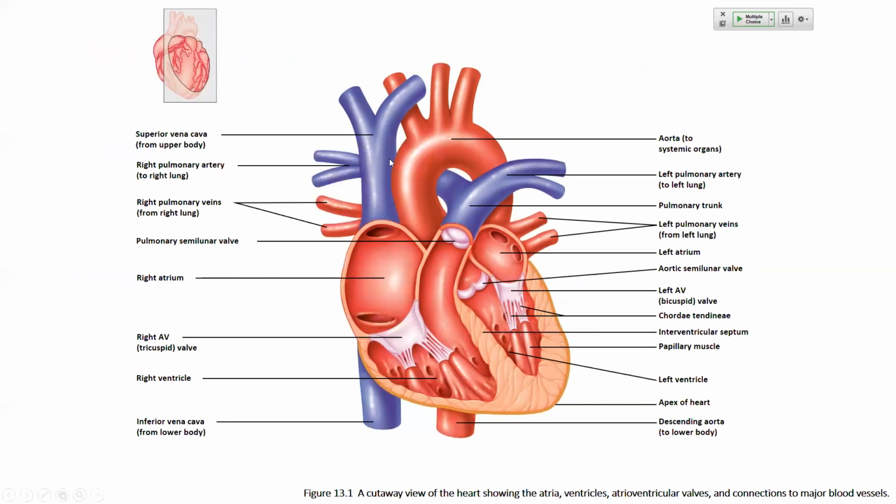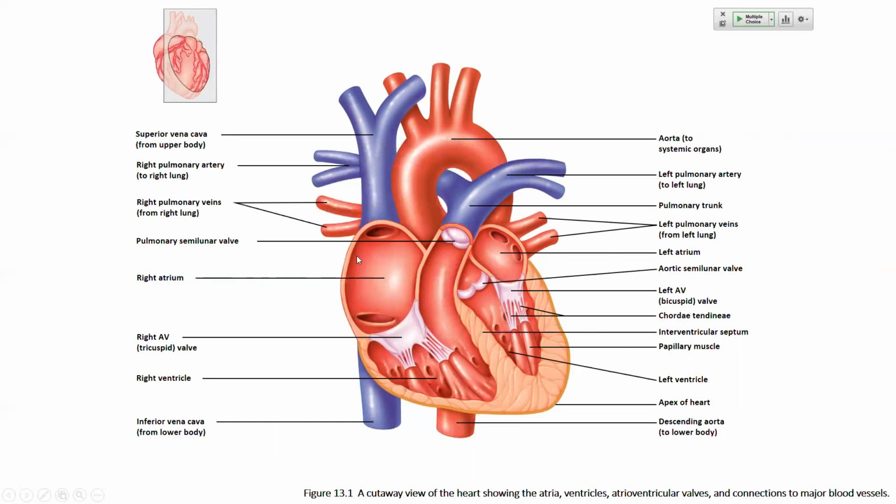We also have these important vessels attached to the heart, right? Some vessels are bringing blood in, some vessels are taking blood away. So these are arteries or veins, depending on whether the blood that they contain is oxygenated or deoxygenated. Now, we have 4 chambers in the heart, right?